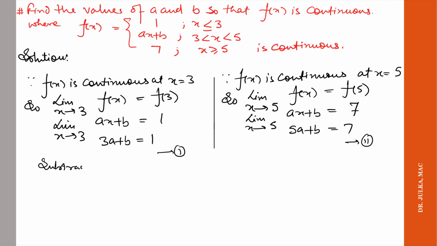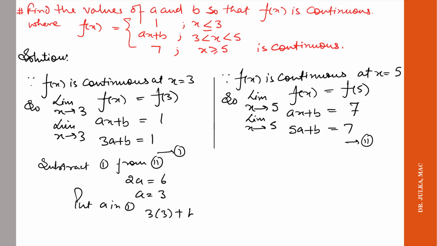Now after solving the first and second equations, or we can say subtract the first from the second, we get 2a equals 6. So a equals 3. Put a in the first and we get the value of b equals minus 8. So a equals 3 and b equals minus 8.